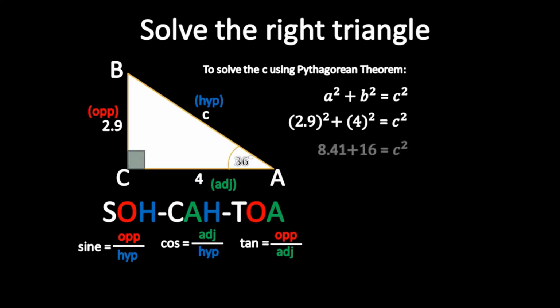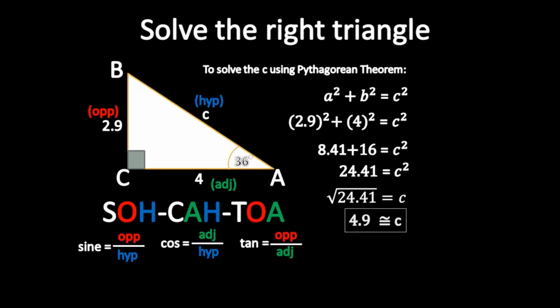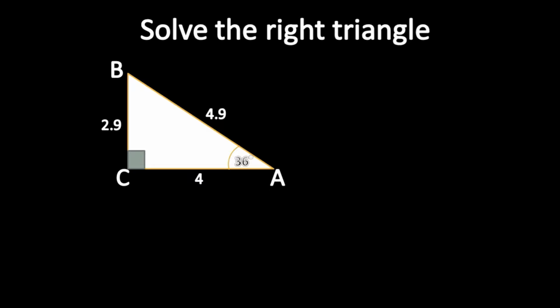2.9 squared is equal to 8.41 plus 4 squared is equal to 16. 8.41 plus 16 is equal to 24.41. Square root both sides, then the square root of 24.41 is equal to c. The square root of 24.41 is approximately equal to 4.9. So our hypotenuse is 4.9, our legs are 2.9 and 4. So you find all the sides of the right triangle.